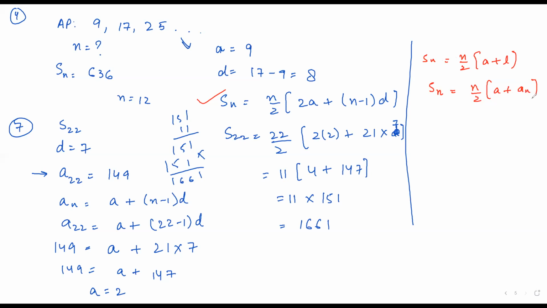Yes. So that way also you can do, because A22 is already given. You want S22, so you can use that if you wish. So 22 by 2 into a plus an, where you can directly write a2 plus an. Both are correct. In case d was not given in the question, then you would have used this only. Because d is already given, you can use this one also.